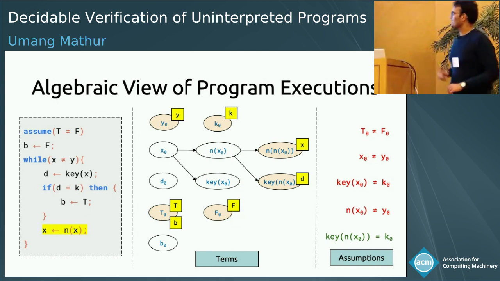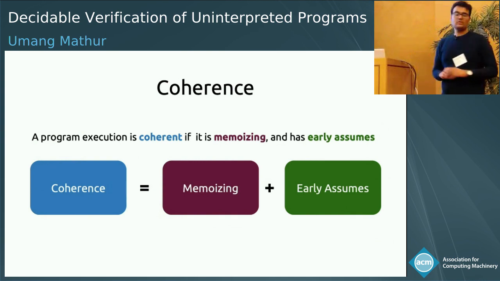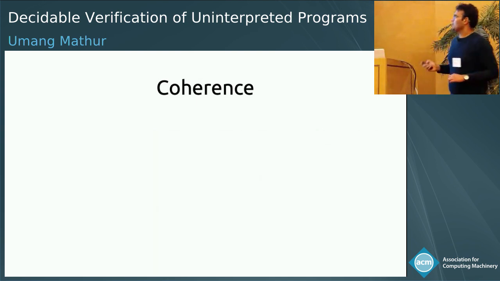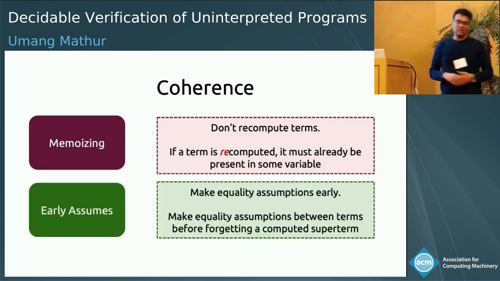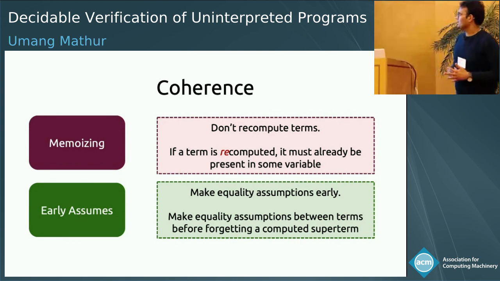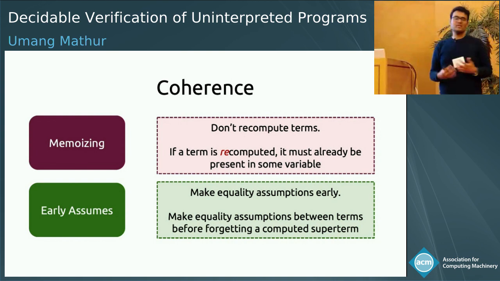So with this algebraic view in mind, let's look at coherence. We say that a program execution is coherent if it satisfies these two properties. The first property is called memoizing, and the second property is called early assumes. Intuitively, the memoizing property says that you're not allowed to recompute terms. Or rather, if you're recomputing a term, then some variable in your program already stores that term at the point of recomputation. And the second property, early assumes, says that whenever you encounter an equality assumption in your execution, then that assumption is in some sense early.